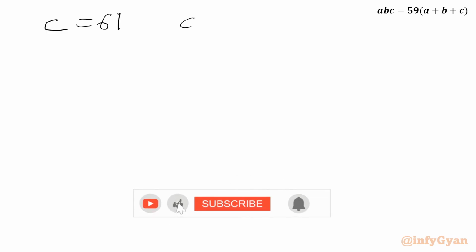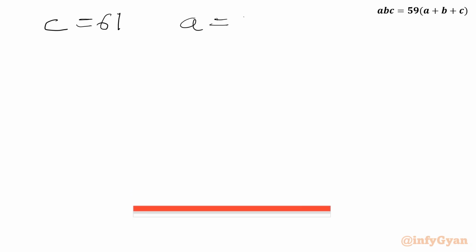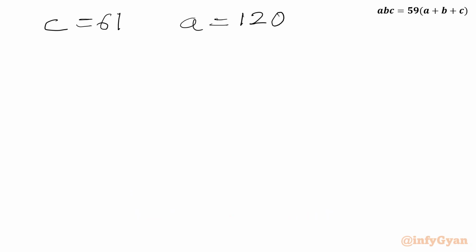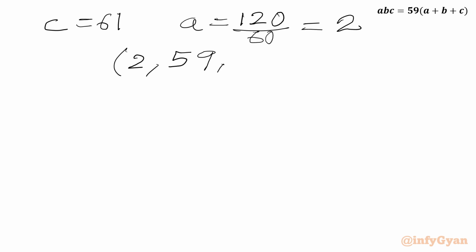Now we will consider C equal to 61. So A will be equal to 59 plus 61, the value will be 120, over 61 minus 1, the value will be 60. We have A equal to 2. So we can write here the ordered triple 2, 59, 61.